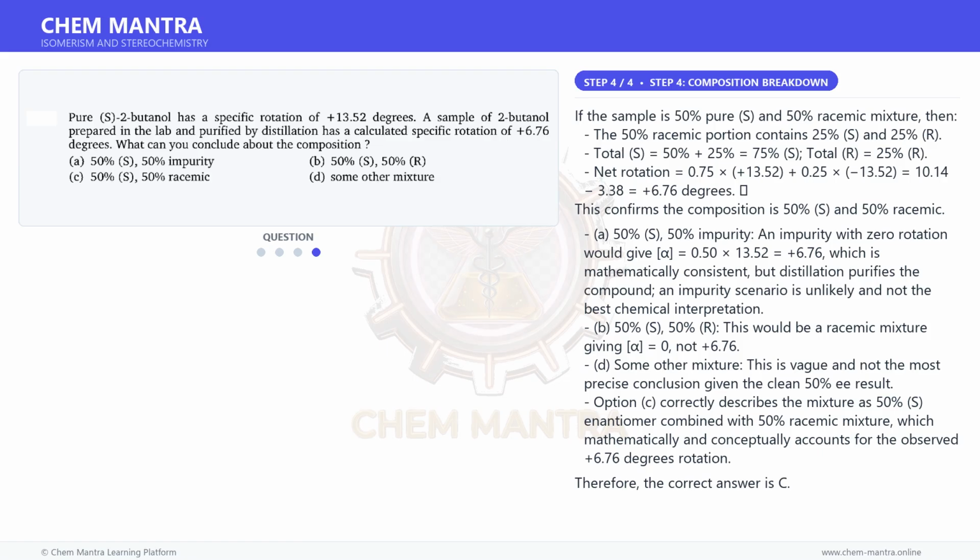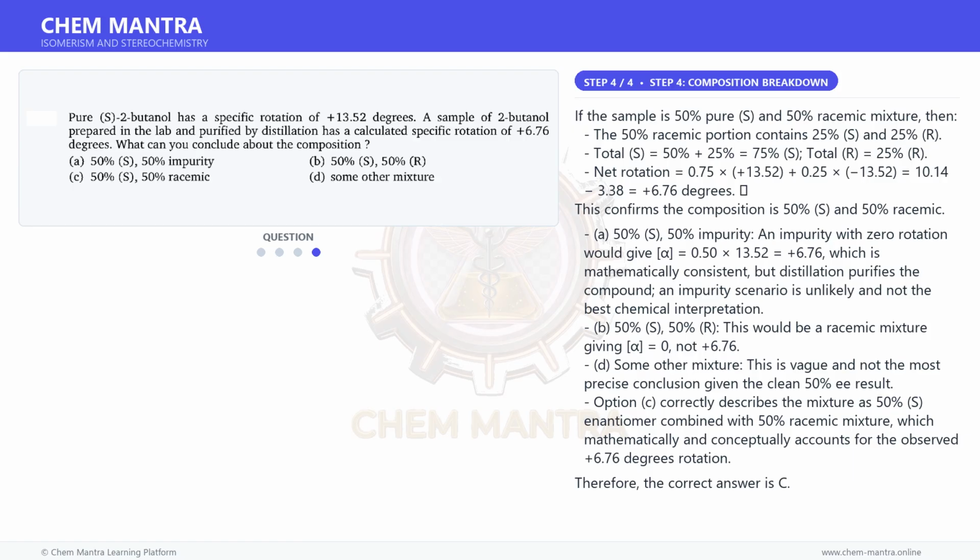A. 50% S, 50% impurity. An impurity with zero rotation would give alpha equal to 0.50 times 13.52, which is equal to plus 6.76, which is mathematically consistent, but distillation purifies the compound. An impurity scenario is unlikely and not the best chemical interpretation.